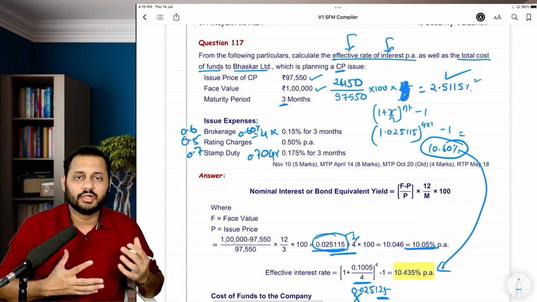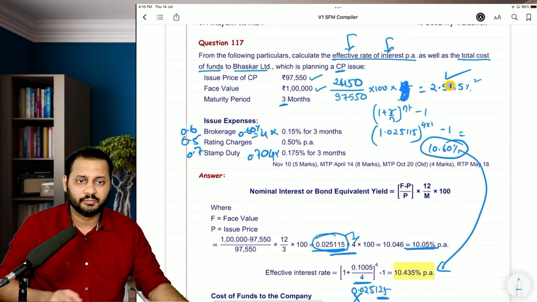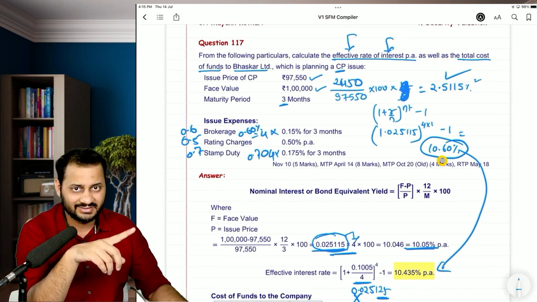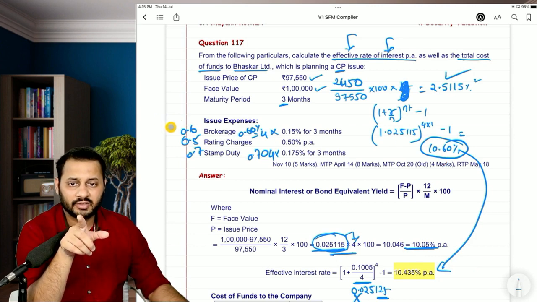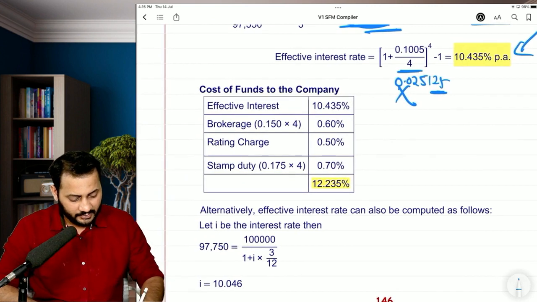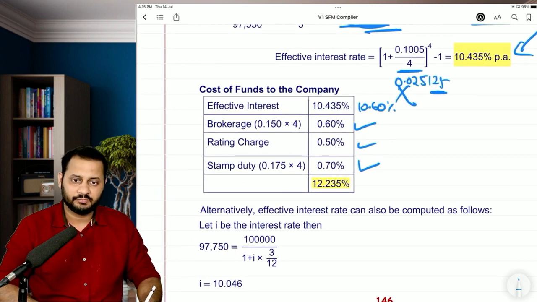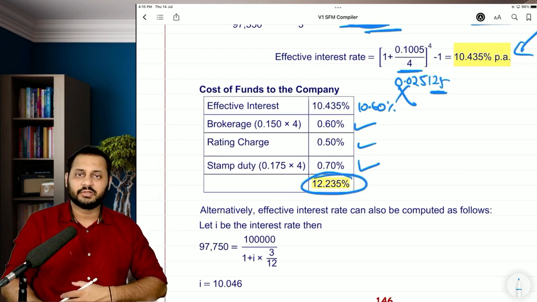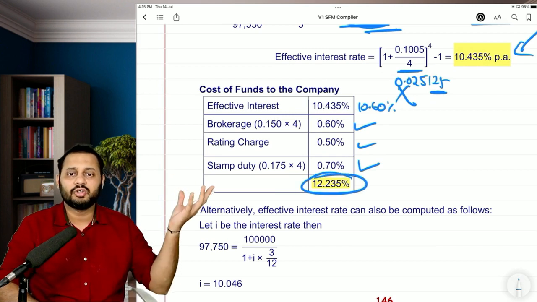Okay, so what is the total cost to the company? First they have to bear this 10.60% per annum. Then they have to bear these also. So what we can do is total all of these. You can write down 10.60%, this, 657, and the total is 12.235%. Simple. This is the cost to the company.